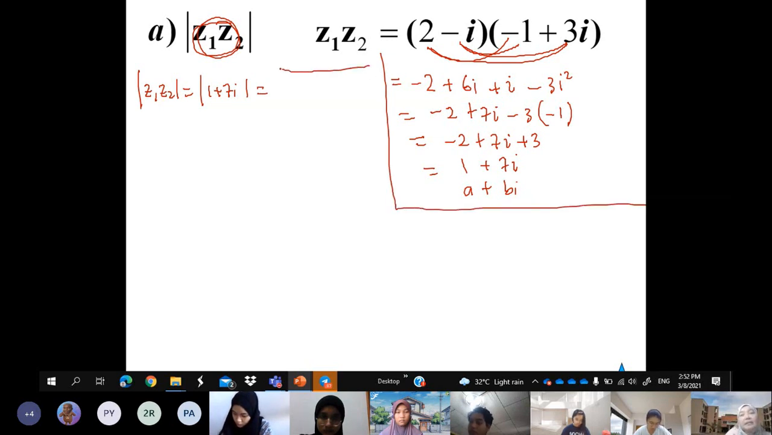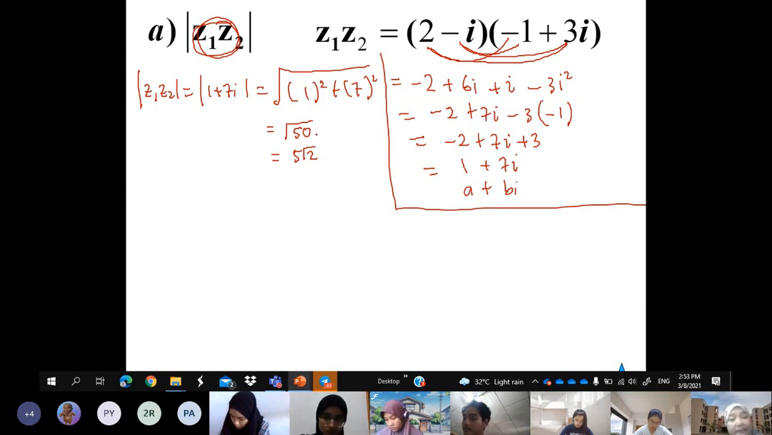Okay. Square root of something squared plus something squared. So 1, 7. Okay, 49 plus 1, 50. Can do it like this: 25 times 2, right? 5 root 2 is also okay. Up to you. Settle for modulus. Guys, Hazim? Settle. Okay, settle.